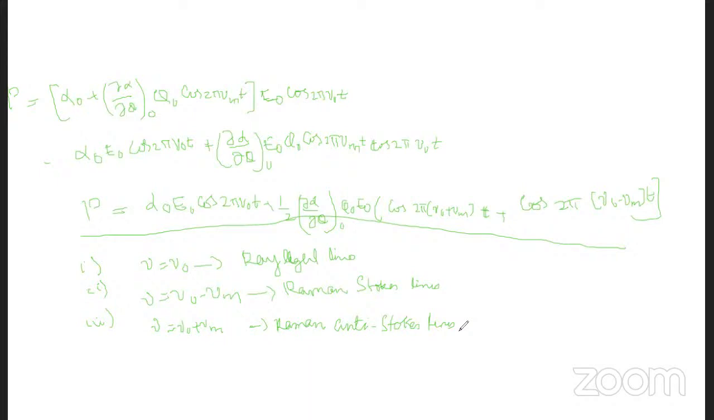The classical theory of the Raman effect also proved that there will be three lines of frequencies. That is the original line of frequency we have. In addition to that, we have two different frequencies. One we call the Raman Stokes lines, which have a lesser frequency than the original frequency, nu naught minus nu m. Then we have the Raman anti-Stokes lines, which have a higher frequency, nu naught plus nu m. So the classical theory of Raman scattering also proved the Raman effect, whatever we have seen about it.